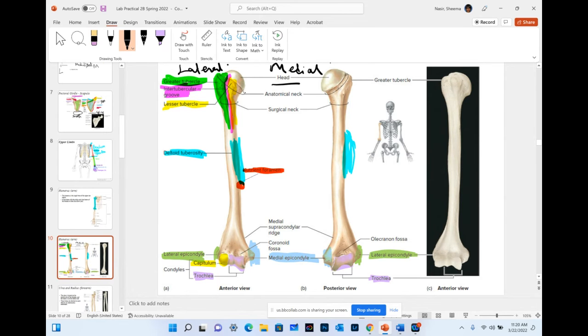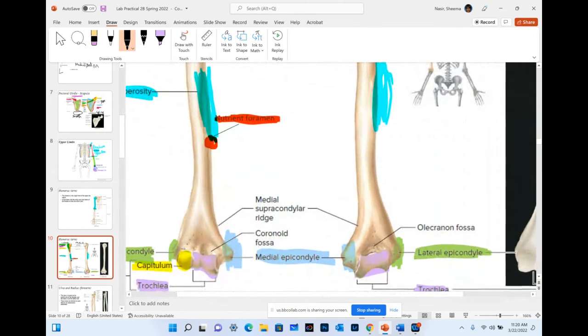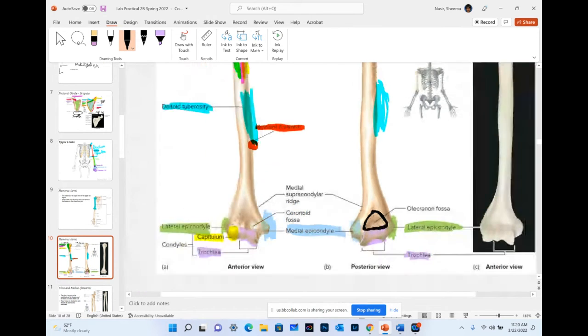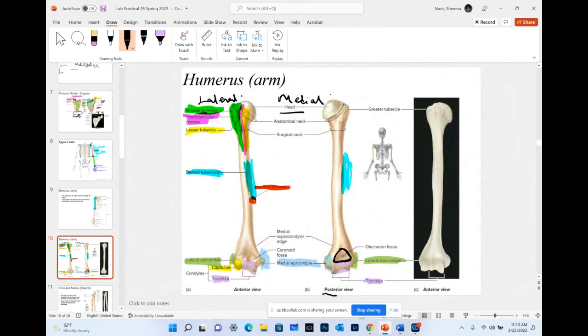How about anterior and posterior? Anterior is the side which has this deep depression. You see this deep depression? When you see a deep depression, that is your posterior side of the bone and is the olecranon fossa.